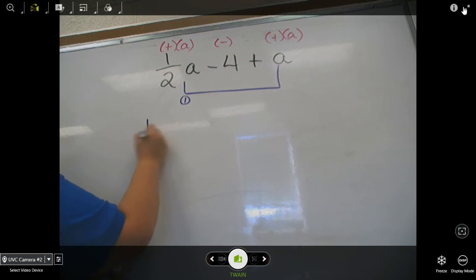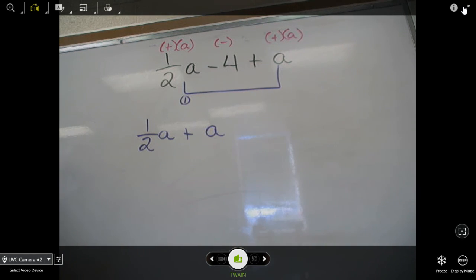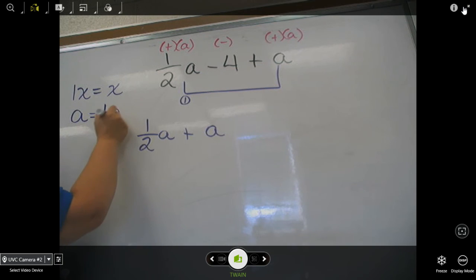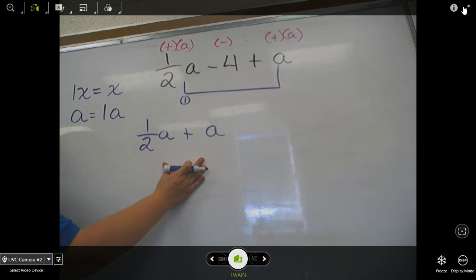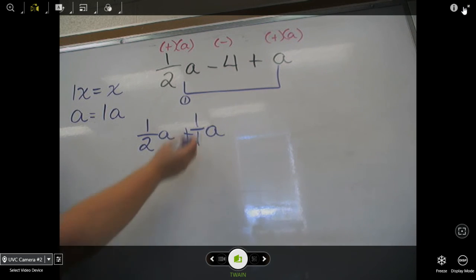So I've got 1/2 A plus A. Now, what did I tell you a minute ago? I told you that this was the same thing as this, right? So that means that this is the same thing as this, right? Why is that important? Well, we're dealing with fractions. Remember, we have to have common denominators. So I'm going to write this like this. Remember, I told you last week, anytime we have a whole number, which we have a 1, that's a whole number, there's an understood 1 under it.